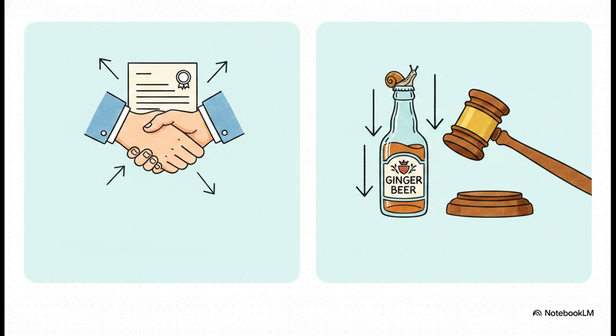Think of the famous 1932 case of Donoghue v. Stevenson, the one with the really unfortunate decomposing snail in a ginger beer bottle. In that situation, the manufacturer had a state-imposed duty of care to the consumer, completely regardless of whether any contract existed. So, simply put, contract is voluntary, tort is involuntary.